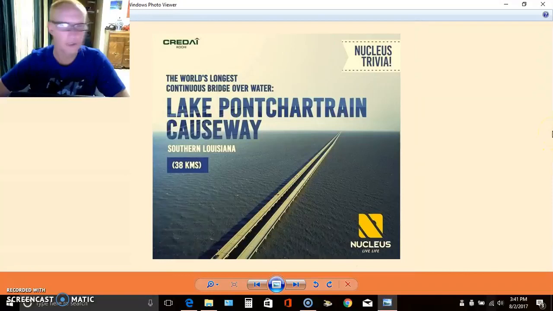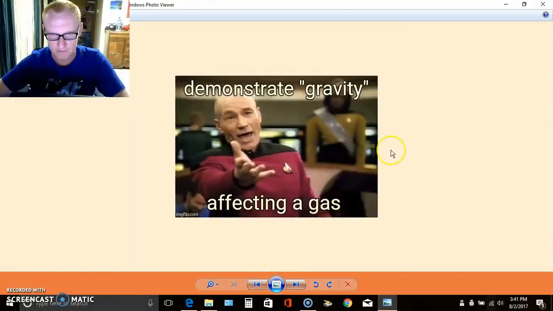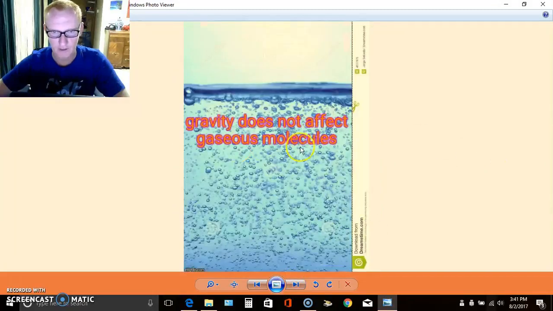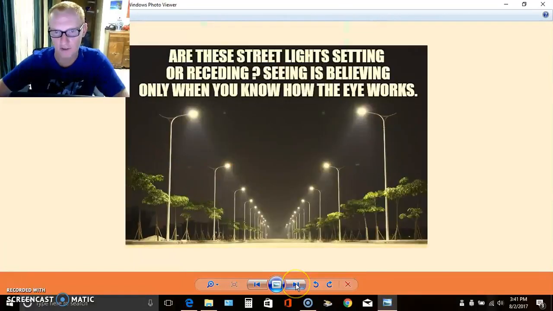World's longest continuous bridge over water. Lake causeway. Look at that. Flat. Demonstrate gravity affecting a gas. Never. It does not affect a gas, because it doesn't exist. Its density itself is what decides whether it goes up or down. These street lights are not setting.